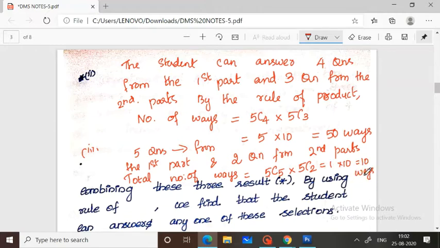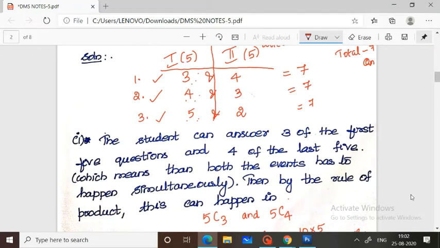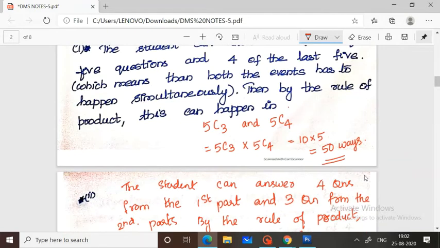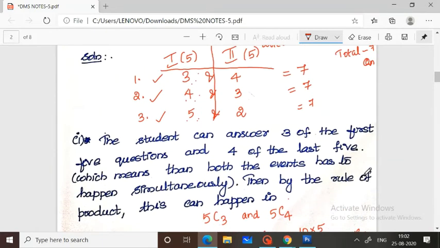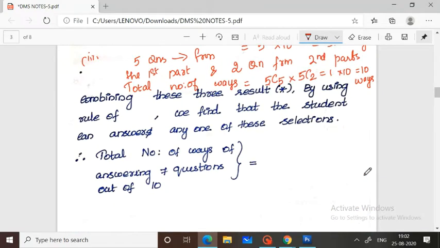Now combining, we are having 3 options. Listen here, we are having 3 options: first part, second part and third part. If a student answers the question, he will be selecting either any one of the first part or the second part or the third part. So combining these 3 results by using the rule of sum, we find that the student can answer any one of these selections.